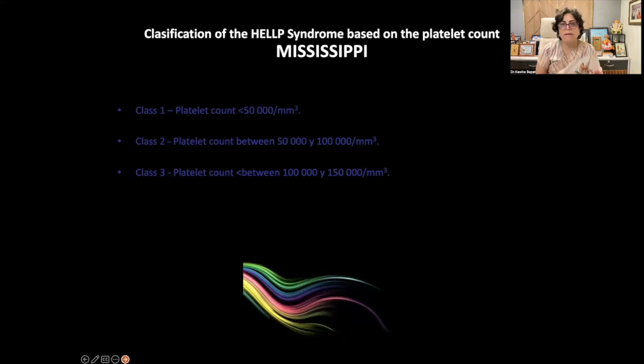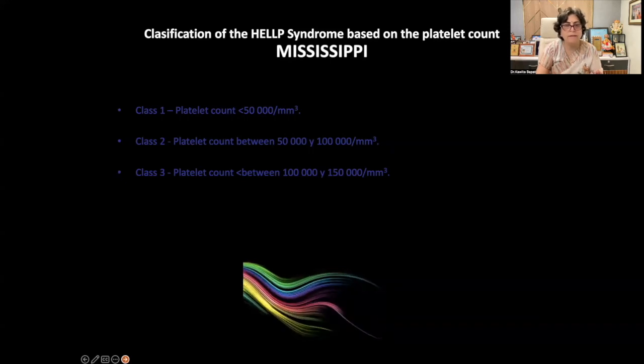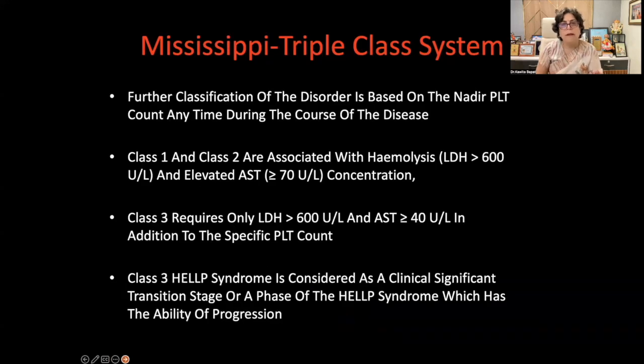Now, we can classify HELLP syndrome based on the platelet count. This is the Mississippi classification. There are 3 categories: class 1, class 2, and class 3. Class 1 is when the platelet count is less than 50. Class 2 is platelet count between 50 and 100. And class 3 is between 100 and 150. This is the Mississippi classification, a triple class system. The further classification of disorders is based on the nadir count any time during the course of the disease. Class 1 and class 2 are associated with hemolysis, that is LDH more than 600, and elevated AST.